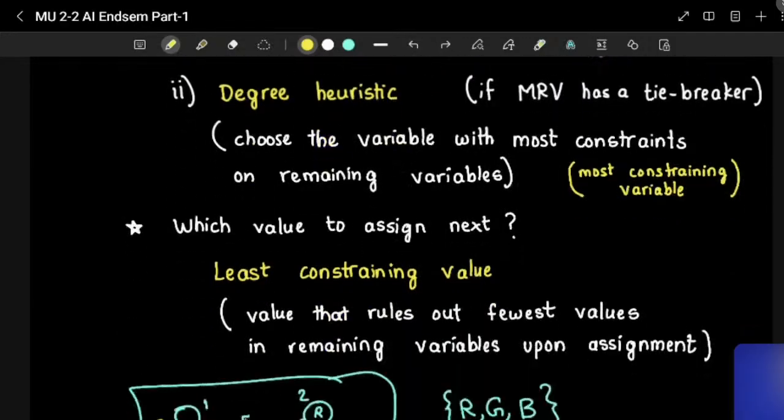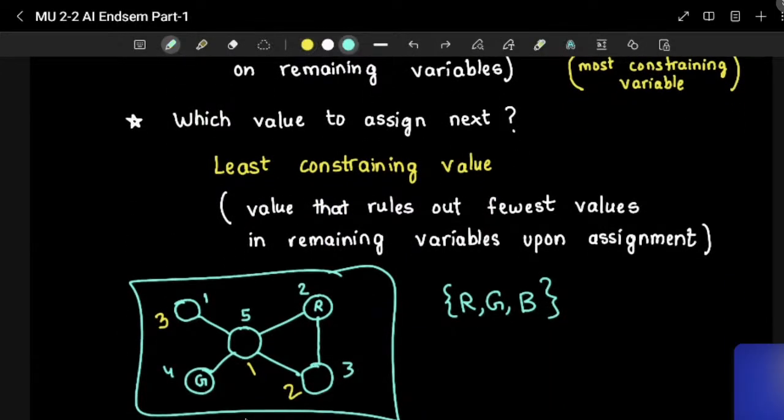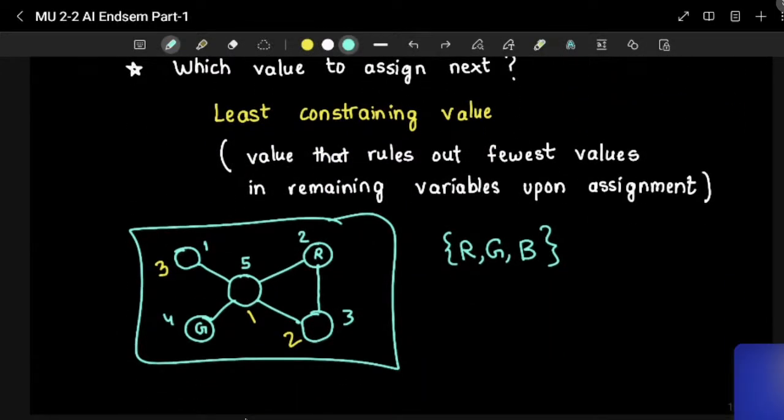Fine, but let's say in the same example, okay, I'll remove variable 4. So this is a new problem, no? I changed something, so this is a new problem. We started somewhere, so this is the current state. Which variable should I assign next?